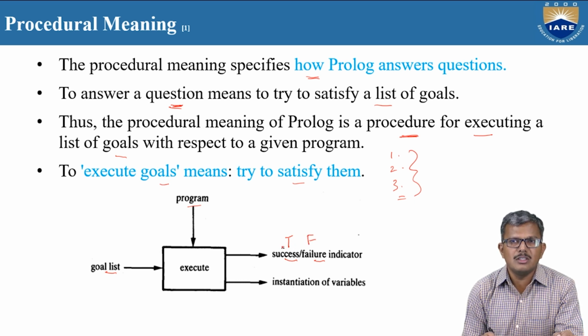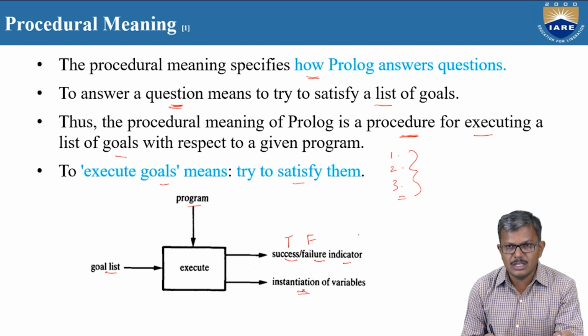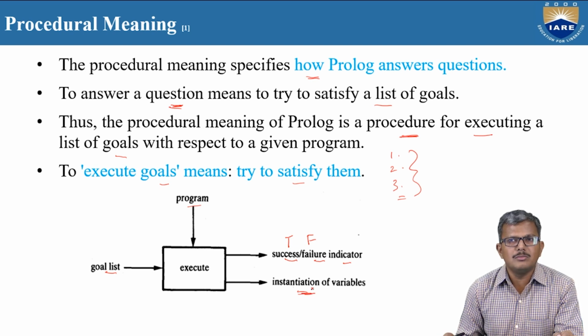Sometimes it is not just true or false as output, but the instantiation of variables. The execution of a program with a list of goals can give 2 different kinds of results. Either an indicator which tells whether the execution succeeded or failed, meaning abnormal termination, or otherwise the instantiation of variables.